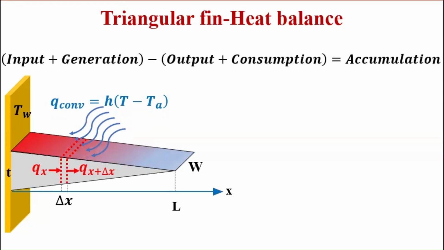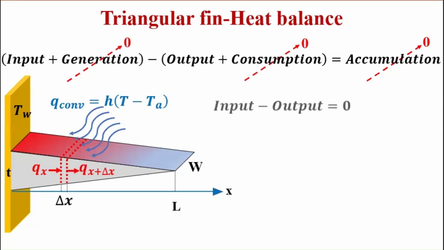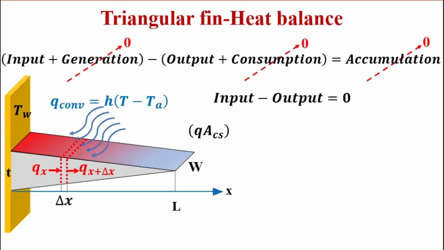Since the system operates under steady-state conditions, the accumulation is zero. In addition, there is no internal heat generation or chemical reaction in the fin. The energy balance therefore simplifies to the following: the heat entering the control volume by conduction at position x, minus the heat leaving by conduction at position x plus delta x, minus the heat transferred to the surroundings by convection from the lateral surface, must equal zero.